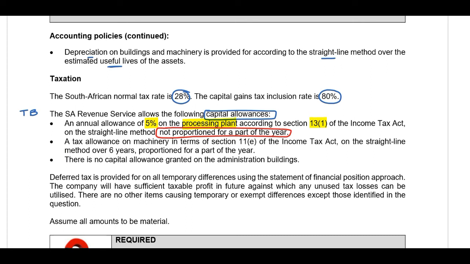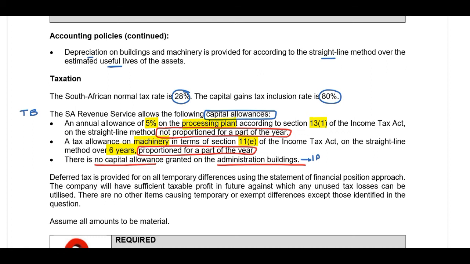Next bullet point, a tax allowance on machinery in terms of section 11(e) of the Income Tax Act on the straight line method over 6 years. Look at this, proportioned for part of the year. And then there is no capital allowance granted on the administrative buildings. Remember, this is our investment property buildings. Now, what does this mean? Not proportioned or proportioned for part of the year.